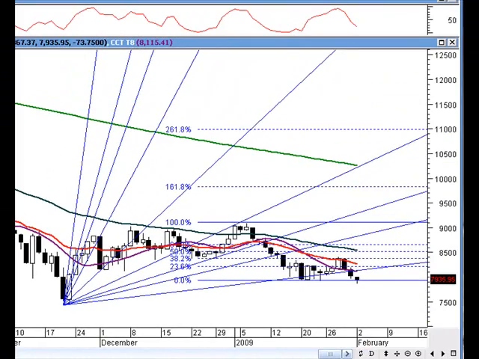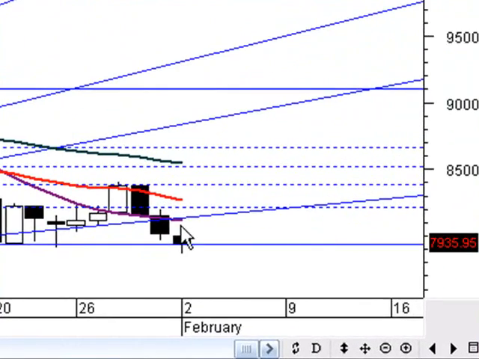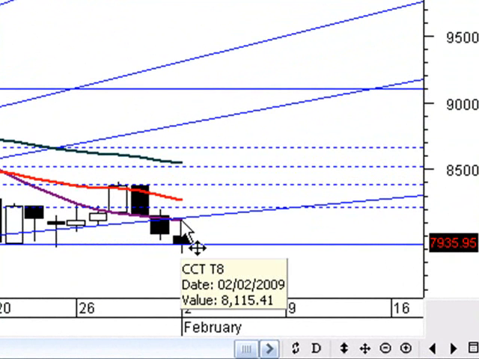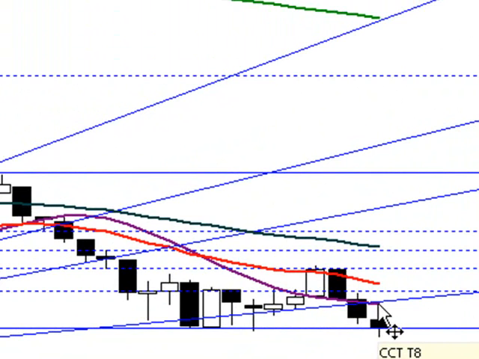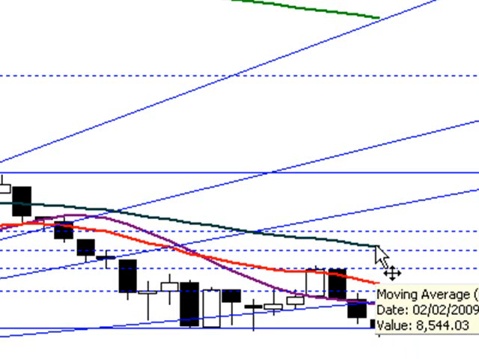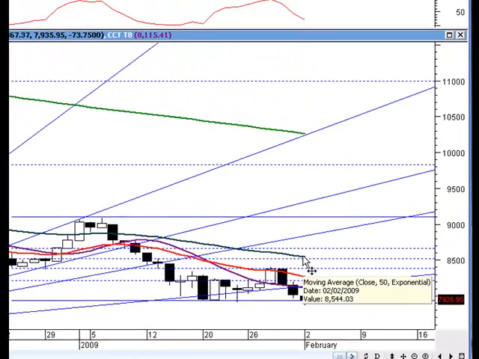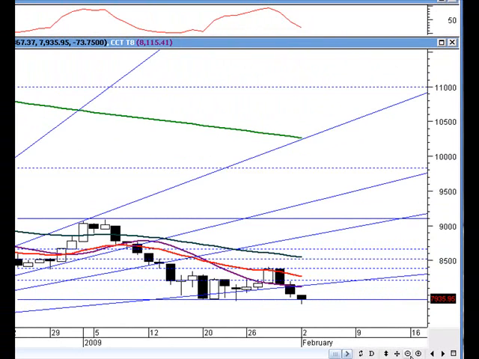Above us we have a T8 right here, and it is right on the resistance above our head of the Gann fan at 8,115. We have the 20 period EMA at 8270, and we have the 50 period EMA at 8544.